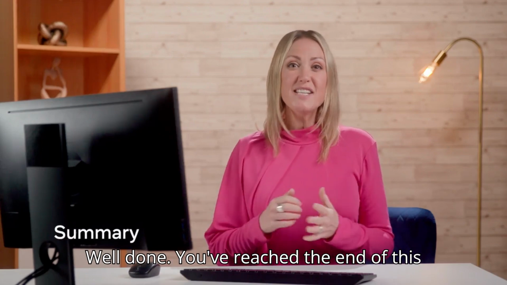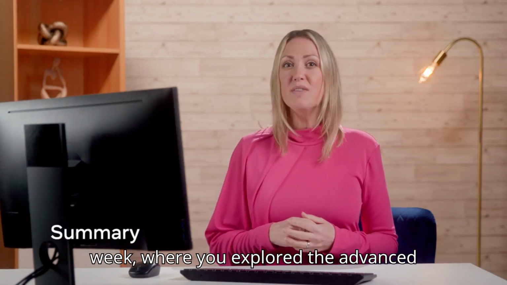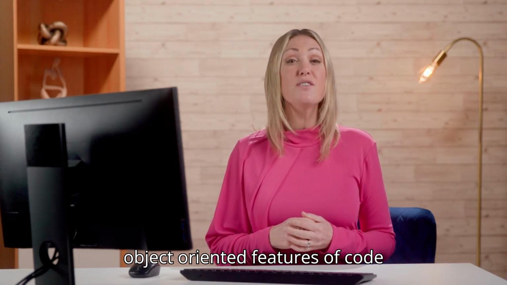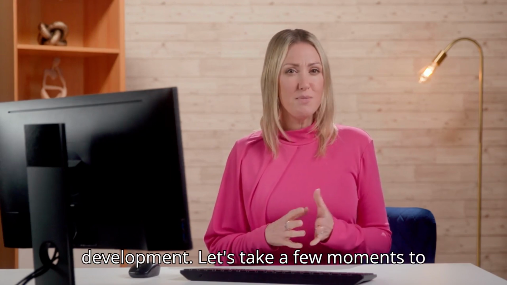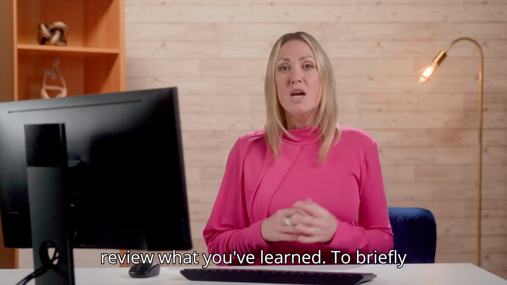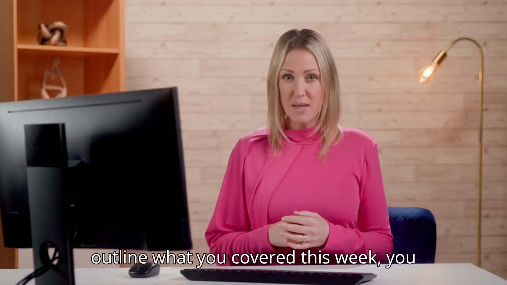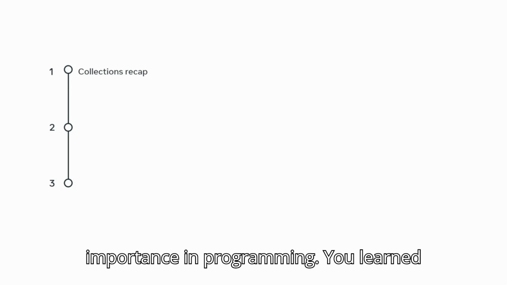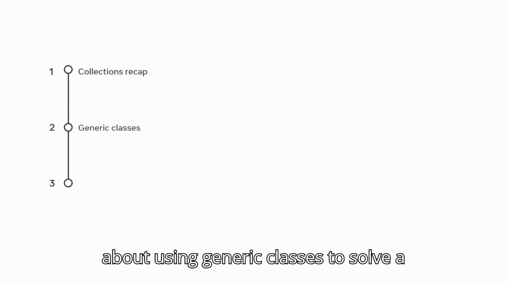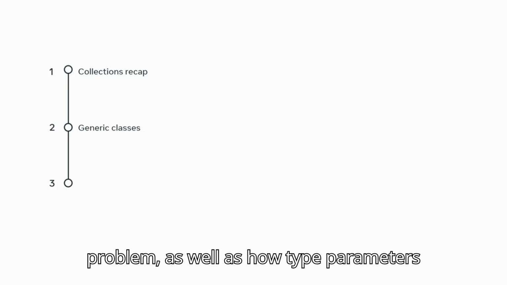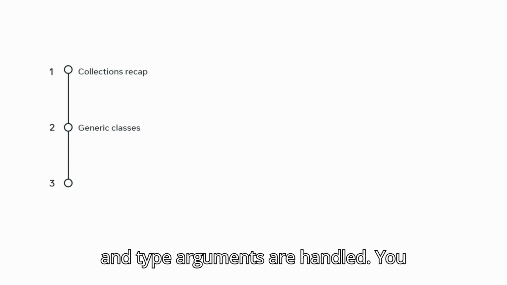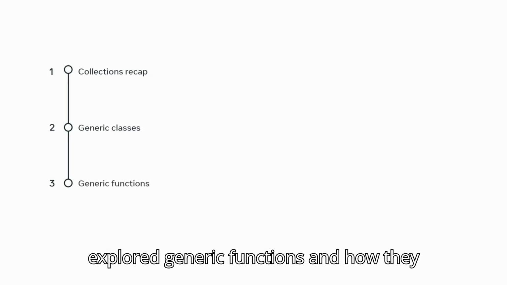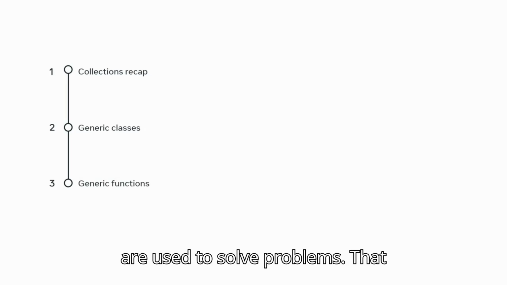Well done! You've reached the end of this week, where you explored the advanced object-oriented features of code development. Let's take a few moments to review what you've learned. To briefly outline what you covered this week, you had a recap on collections and their importance in programming. You learned about using generic classes to solve a problem, as well as how type parameters and type arguments are handled. You explored generic functions and how they are used to solve problems.